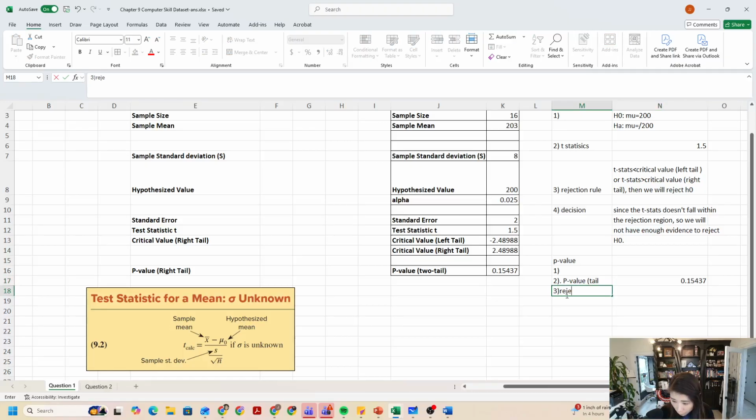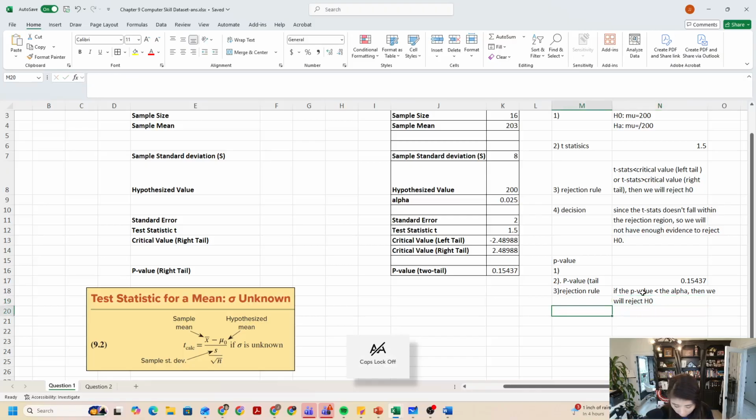And then step number 3 will be different as well. The rejection rule for using the p-value is: if the p-value is smaller than the alpha, whatever alpha you pick, then we will reject H0.